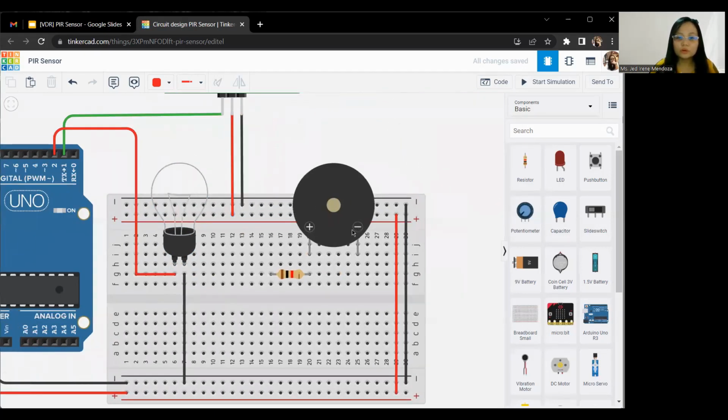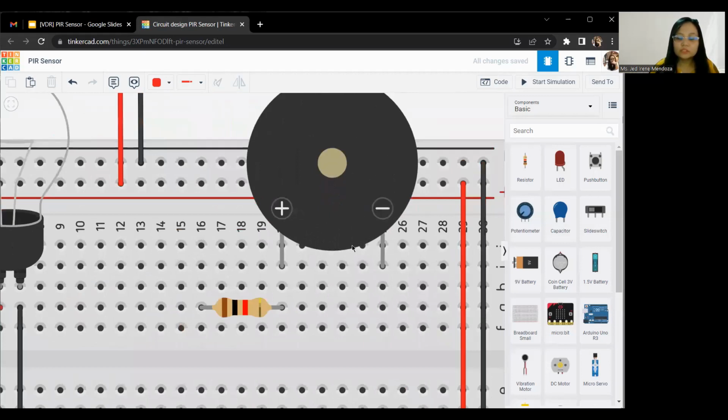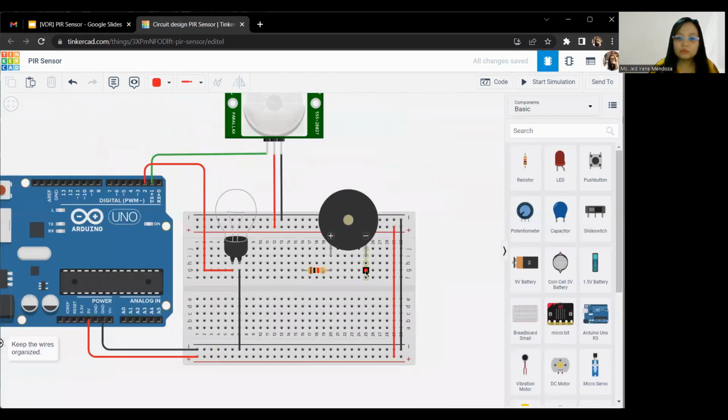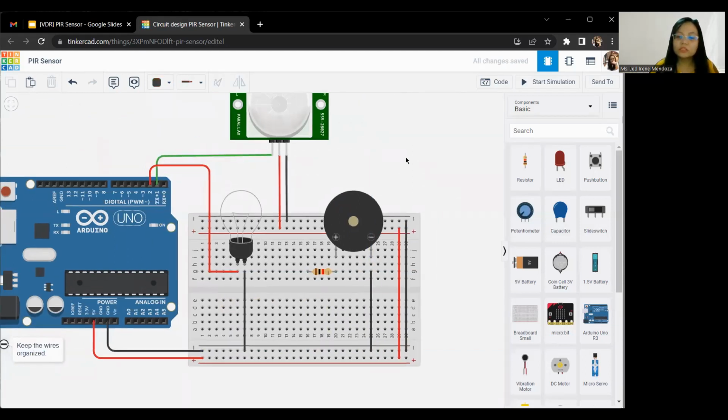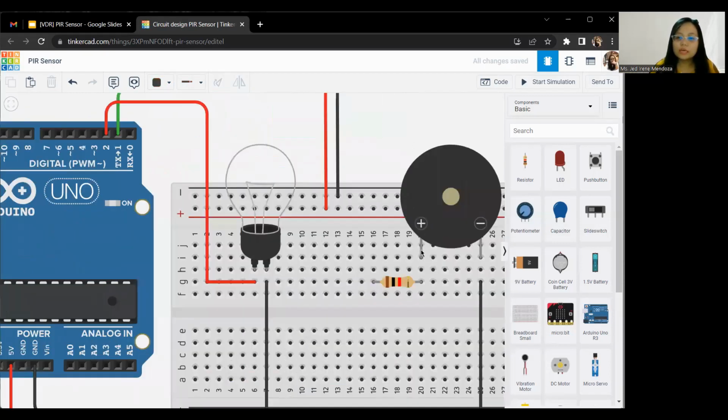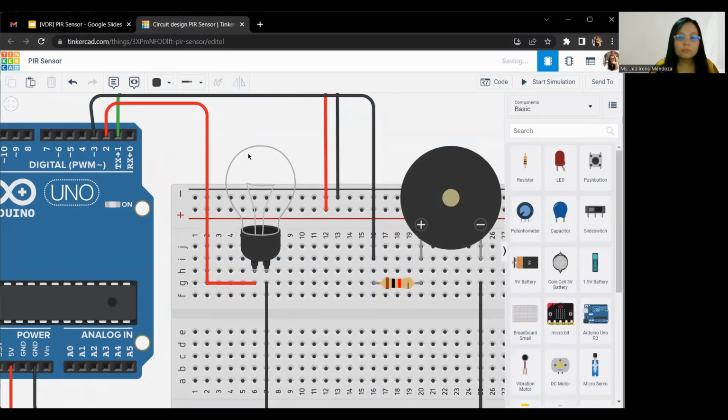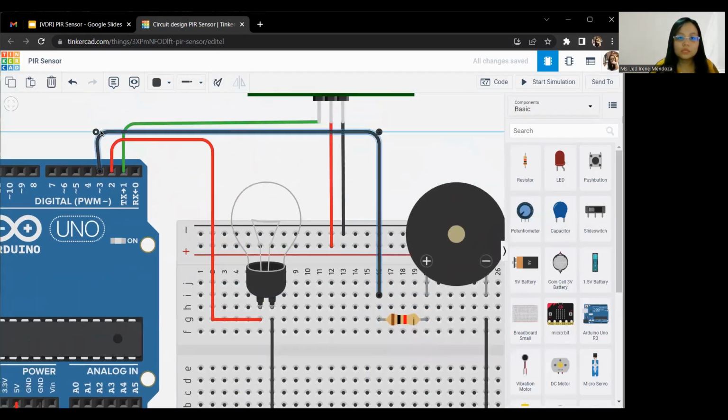And then for the piezo, positive and negative connections are indicated. So this one is negative. I'll connect this here. Change this to black for the negative connection. And then the positive leg is connected to the resistor, so I'll just connect the resistor to another digital pin, let's say digital pin number 3 right here.